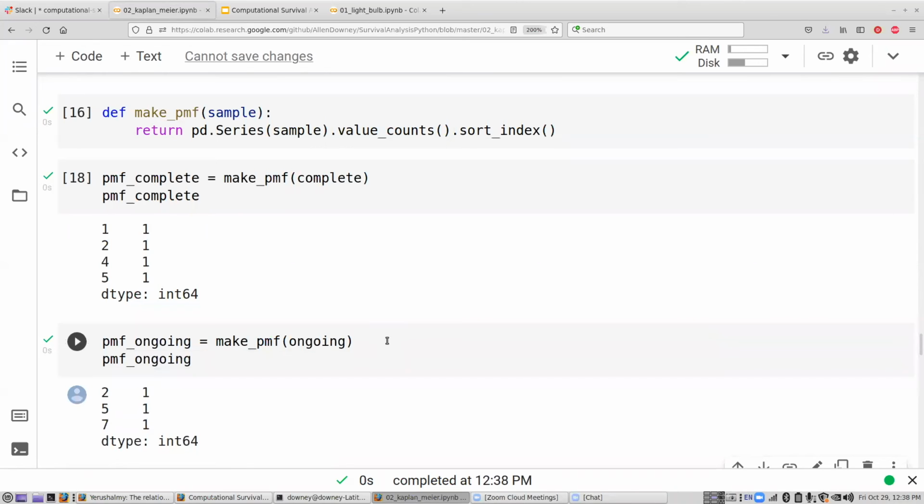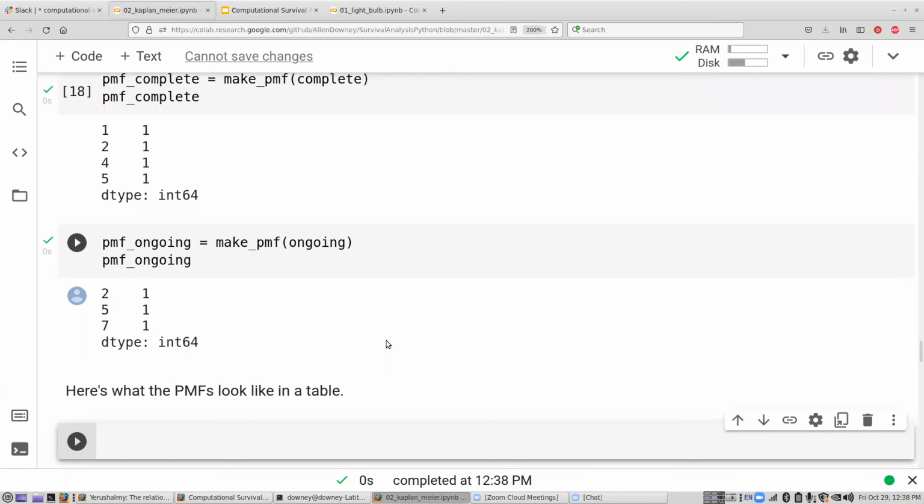Now, one note, I'm calling these things PMFs, although for this example, I'm not going to normalize them. I could, and the whole computation would work if I normalize them, it would be the same. I just think it's a little bit easier to keep them as counts, because that's going to let me, I don't know, I just think it's easier to keep track of what's going on.